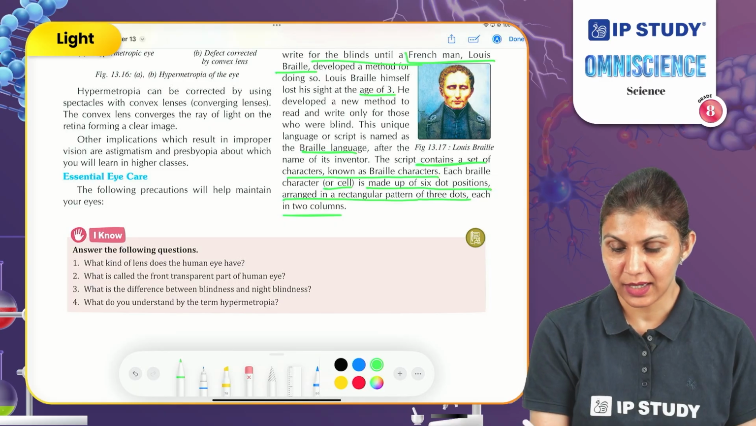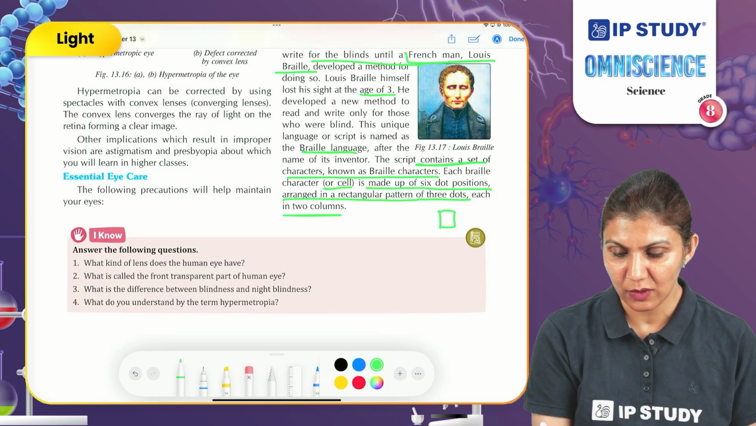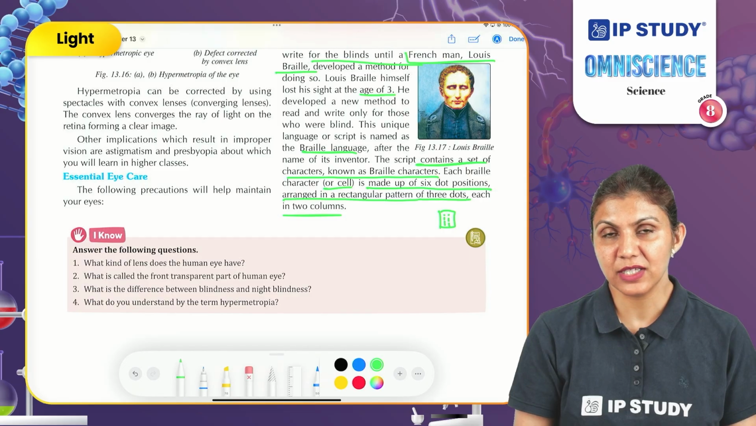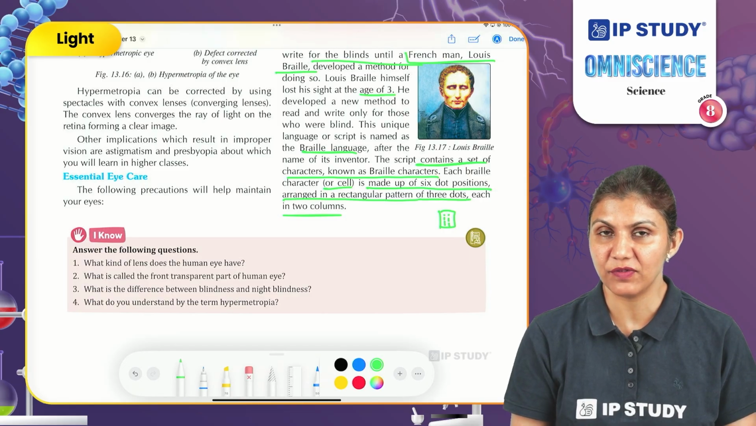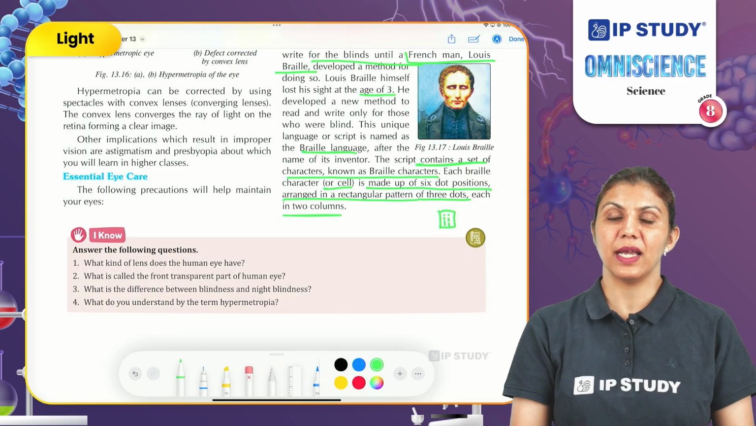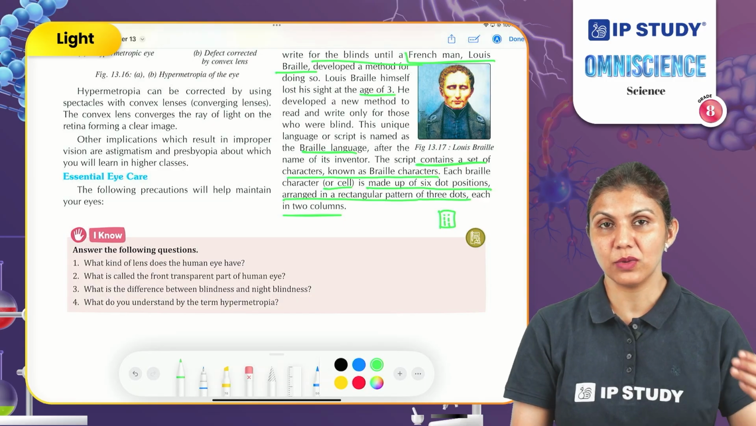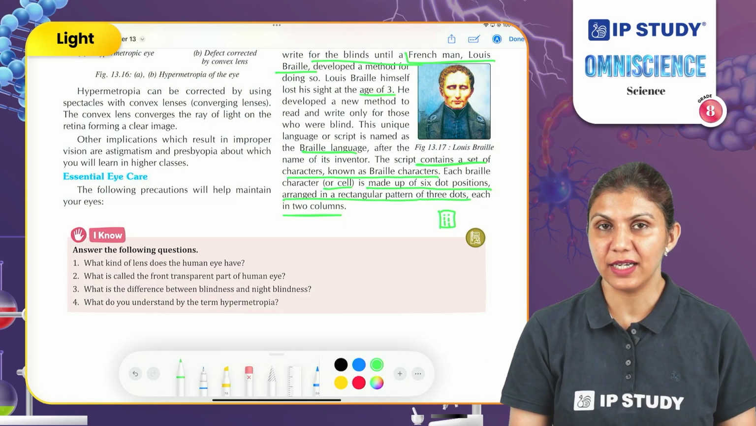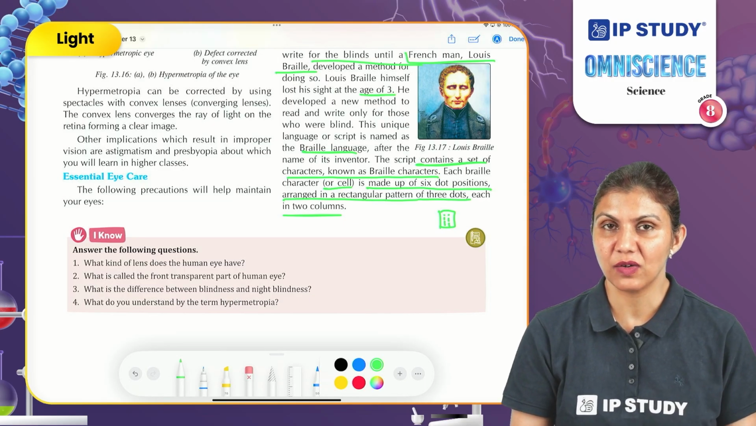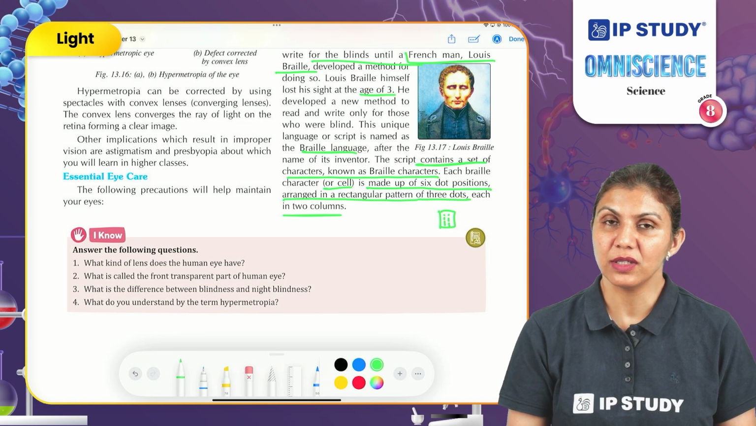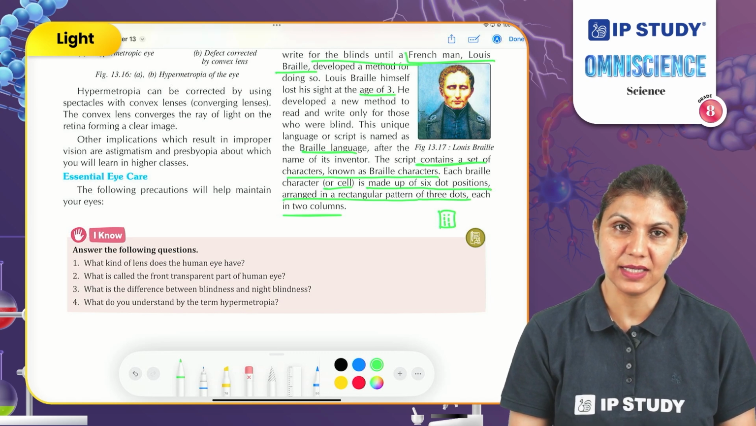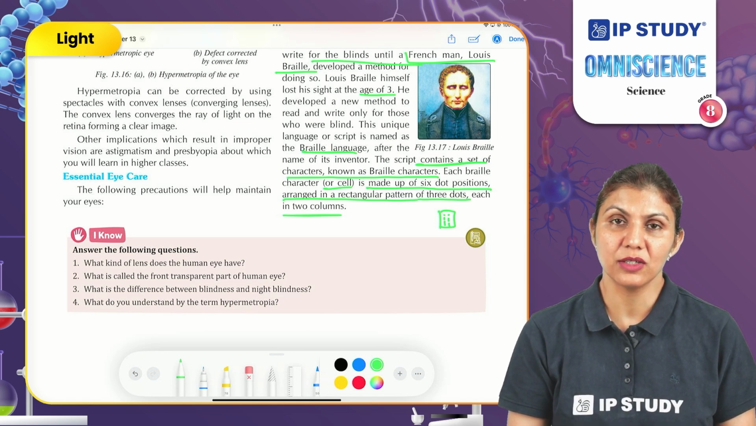It means there is a rectangular cell where these dots are arranged to design different embossed patterns, and each embossed pattern refers to a sign which can be identified by the sense of touch, and that's how blind people can connect these signs to read and write the different scriptures.